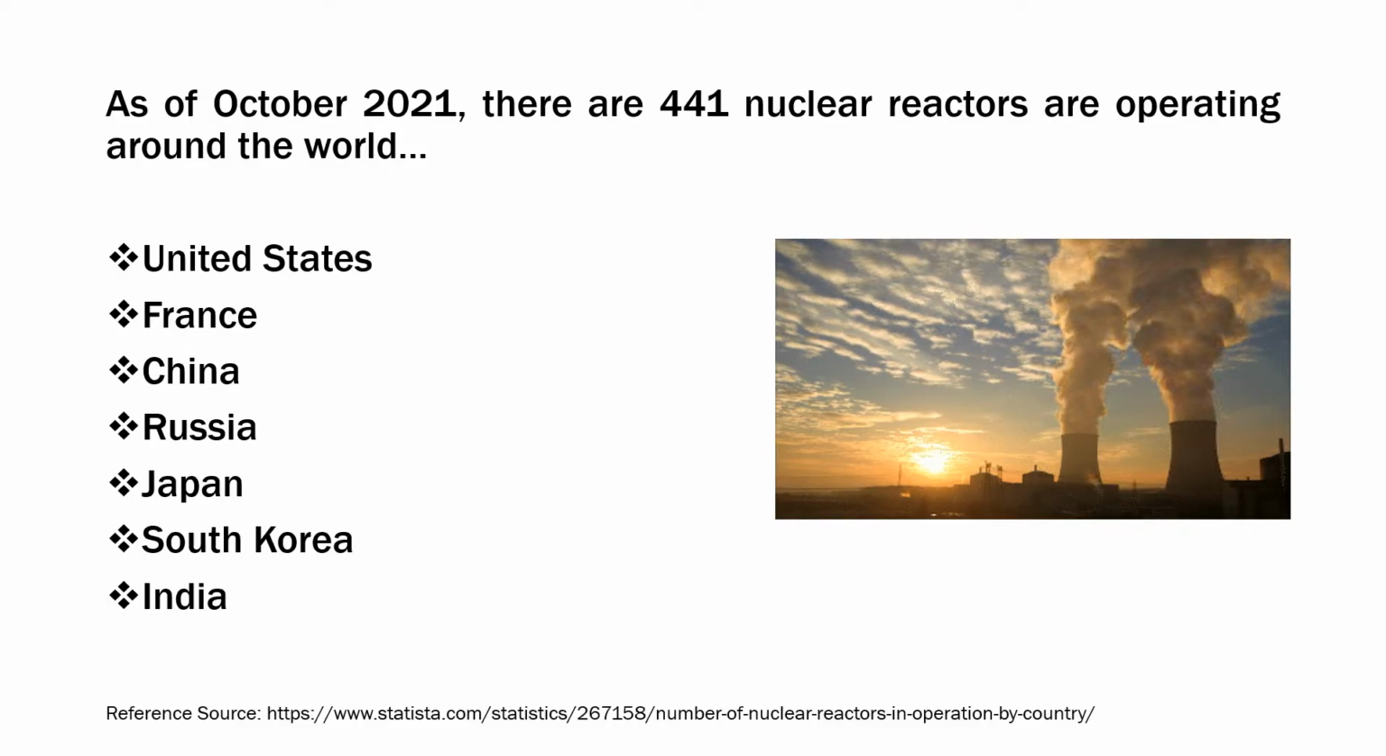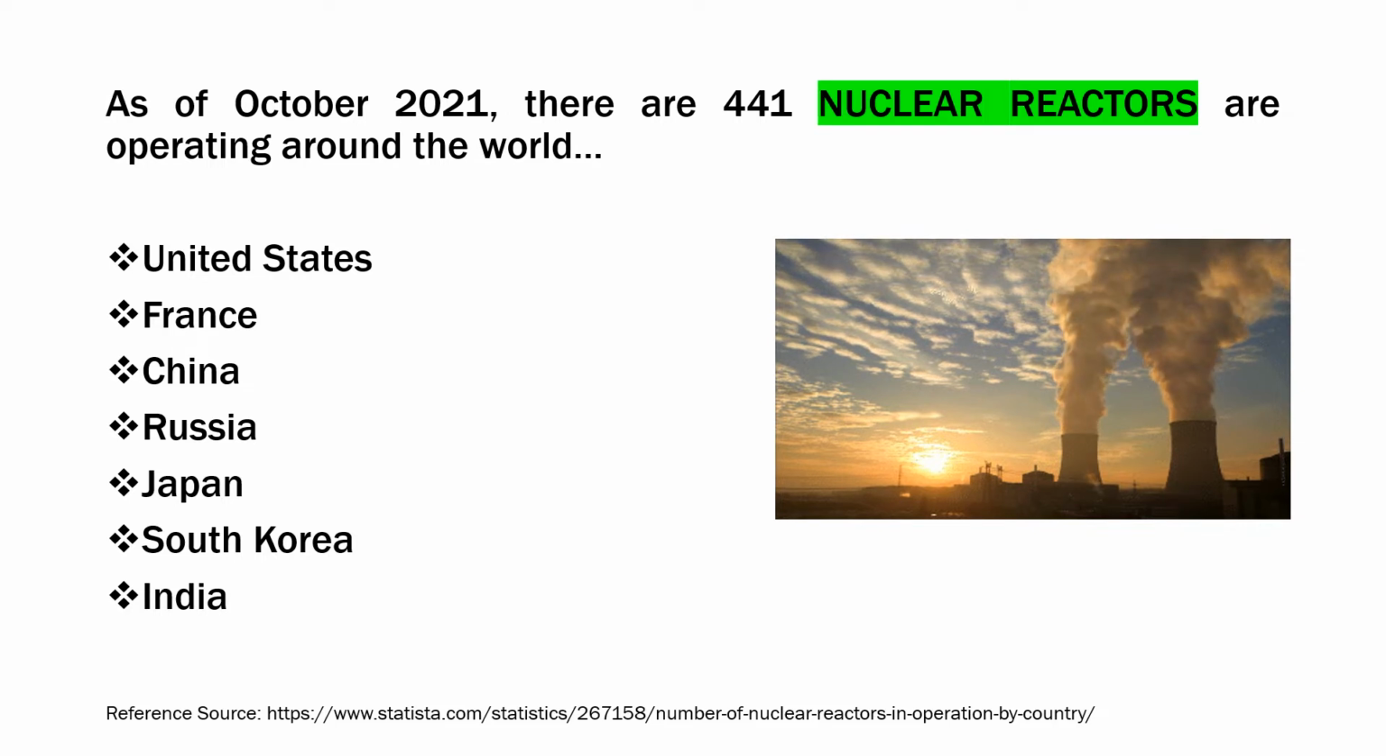As of October 2021, there are 441 nuclear reactors in operation. Here are the majority countries operating nuclear reactors, which are United States, France, China, Russia, Japan, South Korea, India, and other countries. While Malaysia is not in the line, our country does have a nuclear reactor located at Bangi, which is for research purposes only.